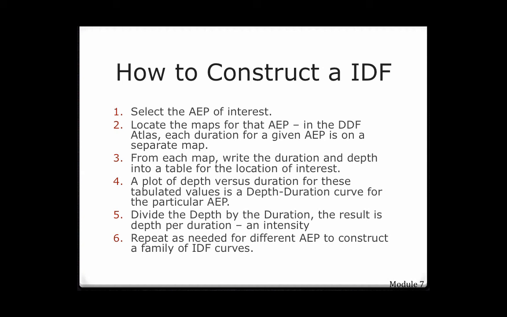You select the annual exceedance probability of interest. You locate maps for that AEP for each duration of interest. From each map, write the duration and depth into a table for the location of interest. A plot of the depth versus duration for the tabulated values is a depth-duration curve for that particular exceedance probability. And then if you need intensity, you just divide the depth by the duration. The result is depth per duration, which is intensity. Repeat as needed for different AEPs to construct a family of IDF curves.